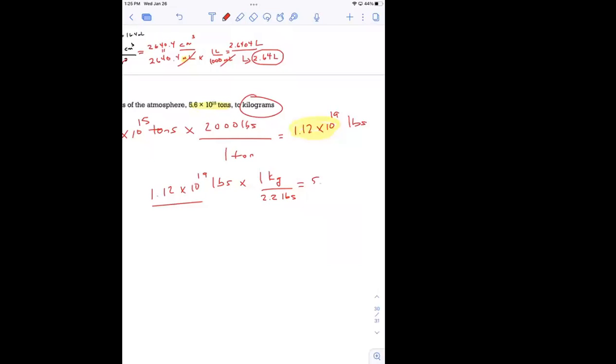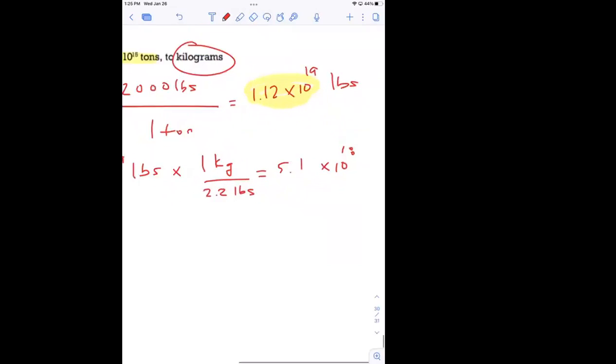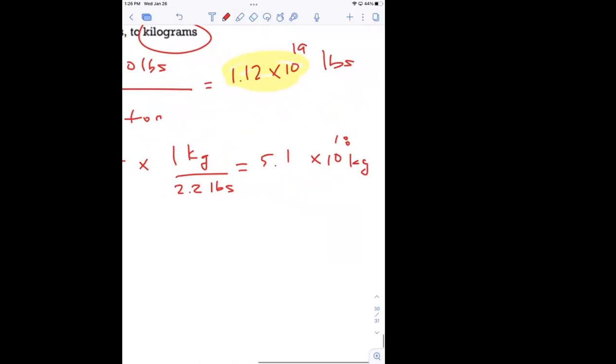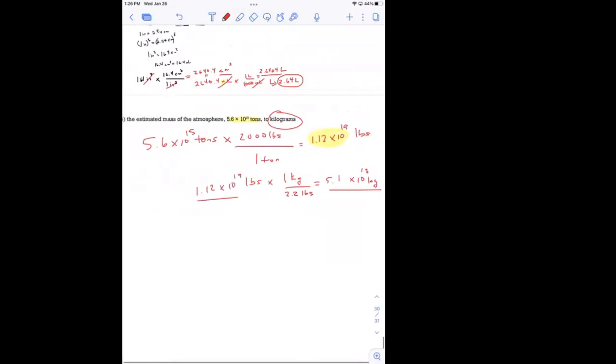I'm getting 5.01 times 10 to the 18. Anybody got that? I'm sorry, 5.1, not 5.01. Yes, sir, I got that as well. All right, 5.1 times 10 to the 18. So that's our calculation.